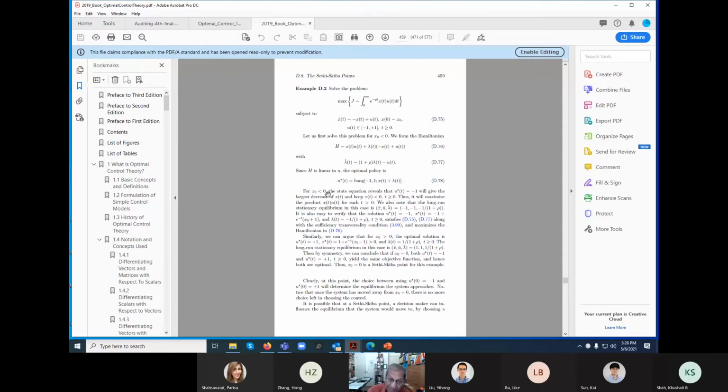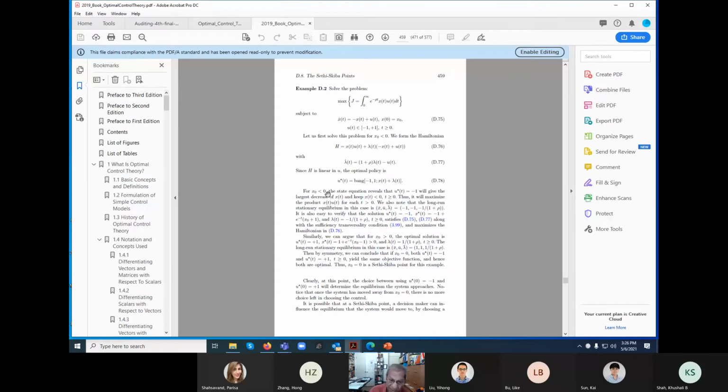So recently there's a paper that has been published, and some of the National Academy members are involved. Some of my colleagues in control theory are involved. I don't have the reference for you. And they actually get a Sethi-Skiba point, even more than a Sethi-Skiba point. They get something called a Sethi-Skiba manifold.